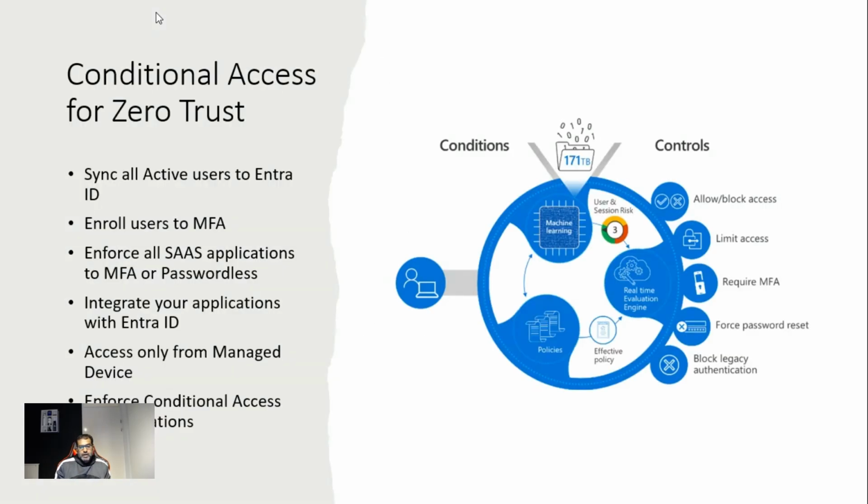Having talked about it, now I'm going to give you an example of one tooling from Microsoft, which is conditional access. Here in the conditional access for zero trust, let's park the bullet points I have and look into the diagram. Basically, conditional access works on two things: first is the condition, and the second is the control.